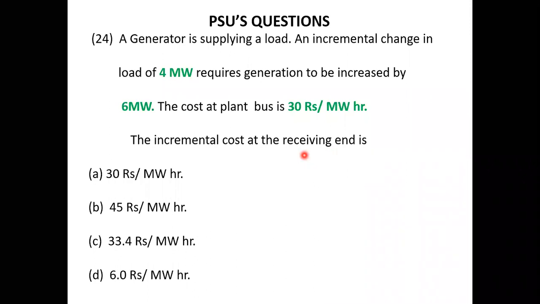In between generation and the load, we need to consider loss also. In this example, the loss is nothing but 6 minus 4 megawatt, meaning 2 megawatt has occurred as a loss. So definitely we must consider loss also. For example, when the loss is 0, then you can consider these two the same. But here loss is there. So once the loss is there, automatically the incremental cost is more at the receiving end when compared to the generation side. Now tell me the answer in our chat box.